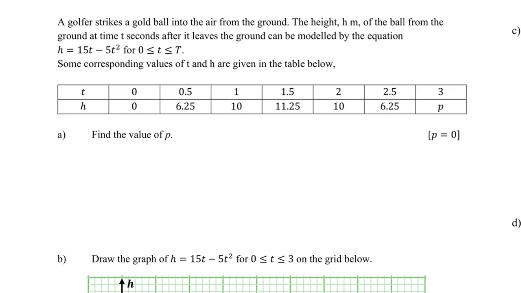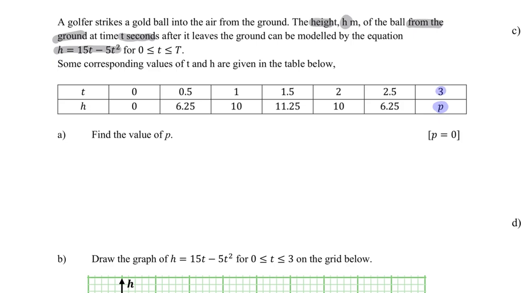Let me find where the equation is here. h equals 15t minus 5t squared, where h is the height of the ball from the ground at time t seconds. So this is like a golfer who strikes a golf ball into the air, and we measure the height from the ground.